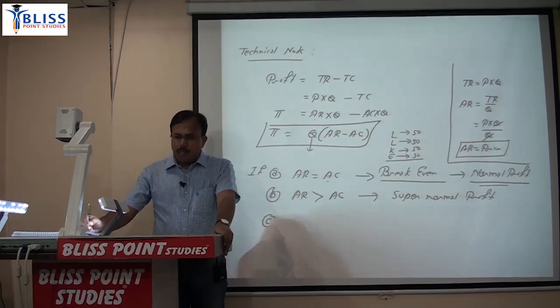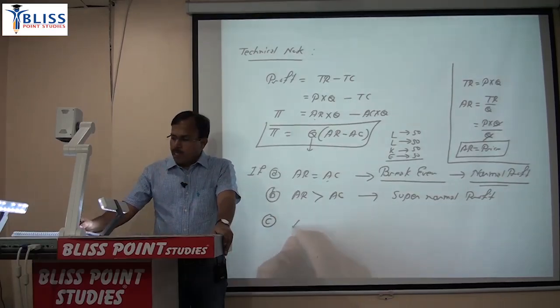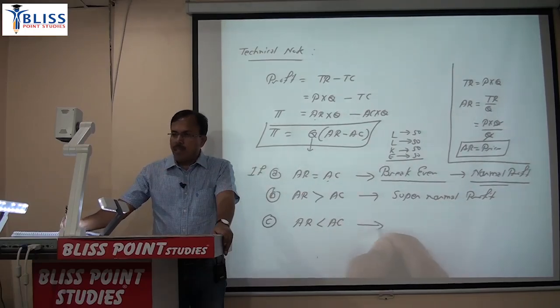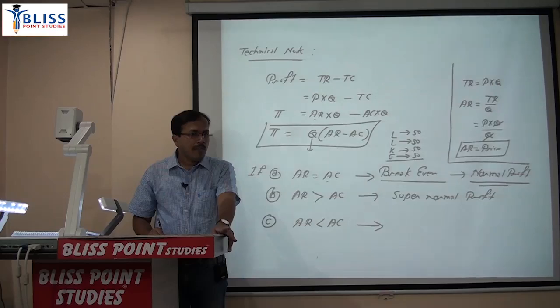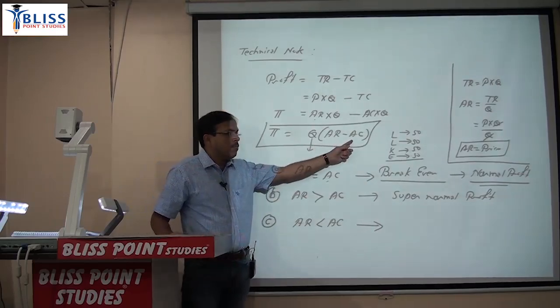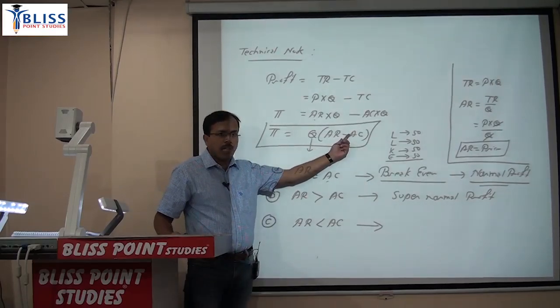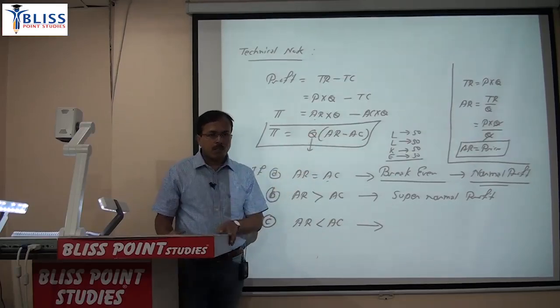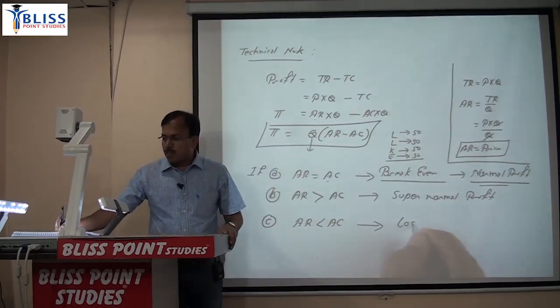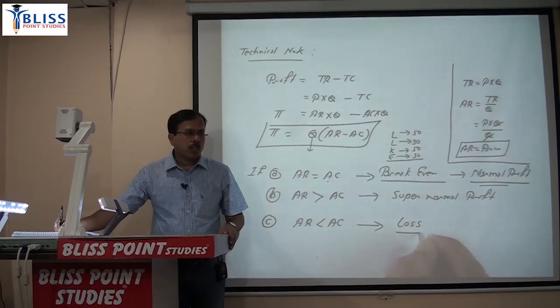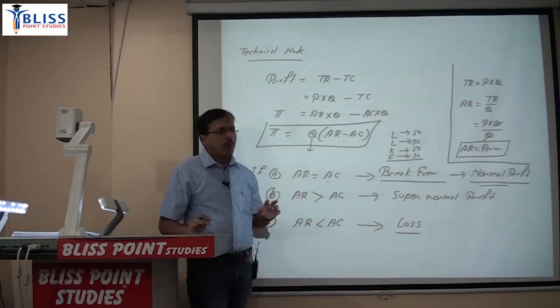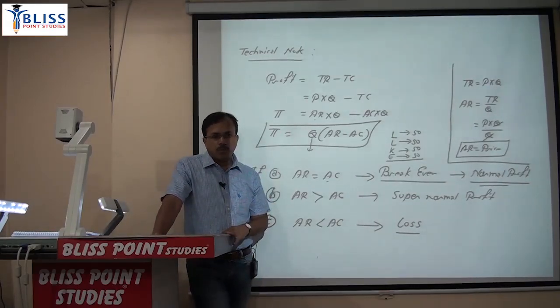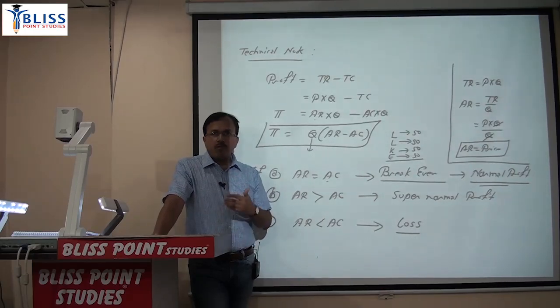The important point is this third point, which says that if average revenue is less than average cost, then what will happen? If AR is less than AC, AR less, AC more, then this term becomes negative. But negative profit means loss. Now my question is, if there is loss for a firm, what will the firm do? It will continue the production or shut down.